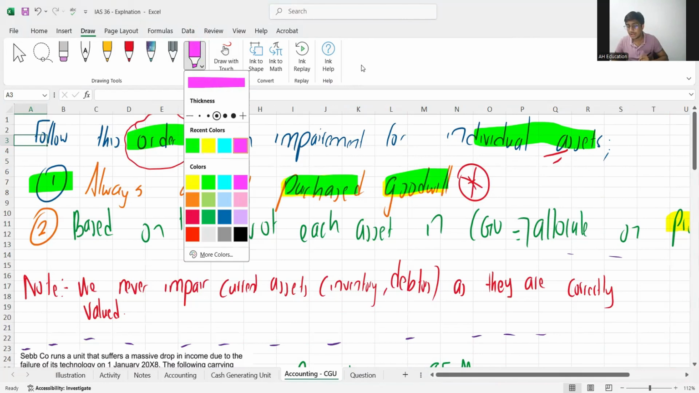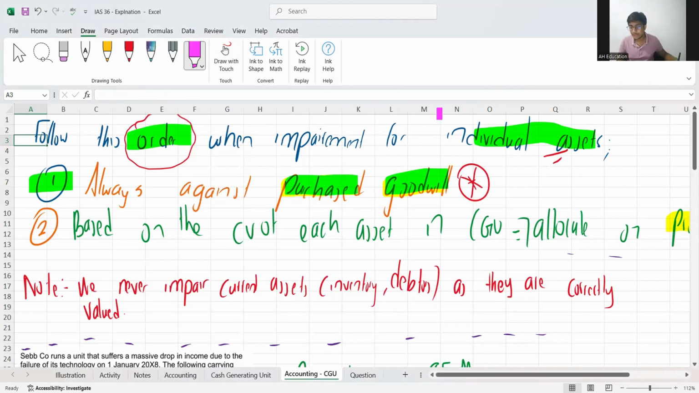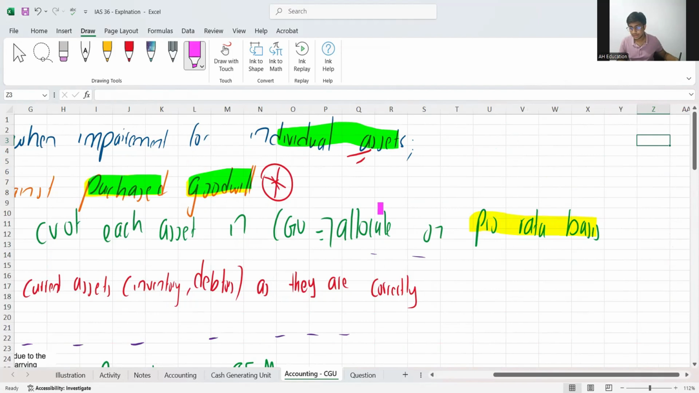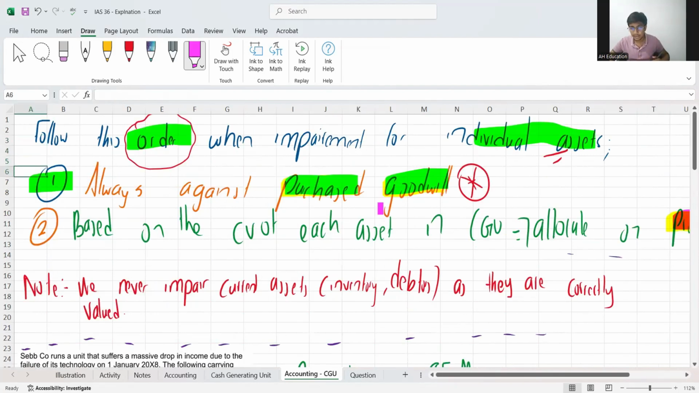Then, if there is any excess in your impairment expense, that will be allocated on a pro rata basis. Now you might be asking, what is the pro rata basis? Give me about 2 minutes, and I'll be explaining it. And your final note.